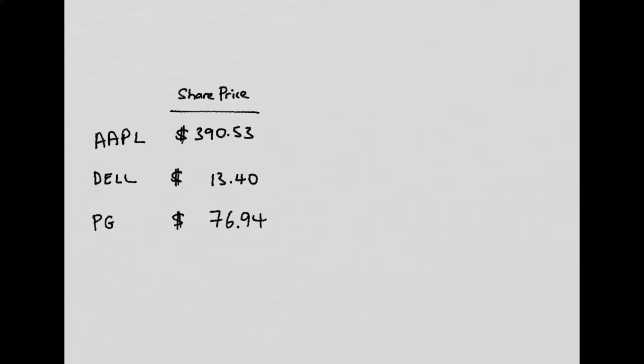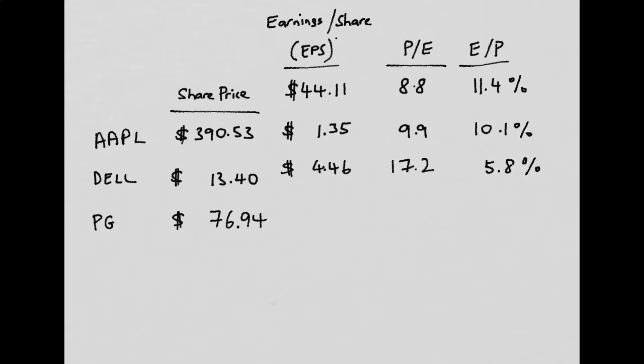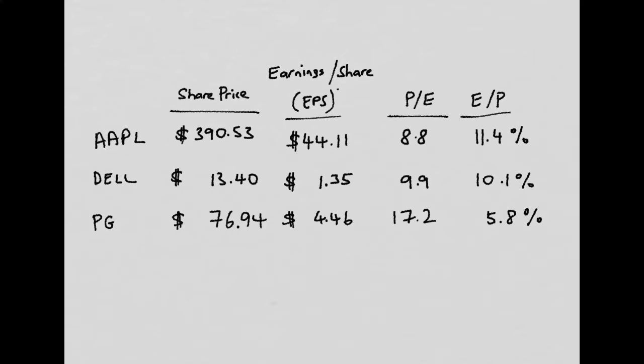Well, it turns out that if you just use share price alone, it's really hard to answer this question. We first need to pull in some additional figures. The key ratio that most people like to use is called the PE ratio, and that's computed by dividing the share price by the earnings per share over the last 12 months. So in this example, you'll see that the market is valuing both Apple and Dell at a very similar multiple, but valuing Procter & Gamble at a much higher multiple.